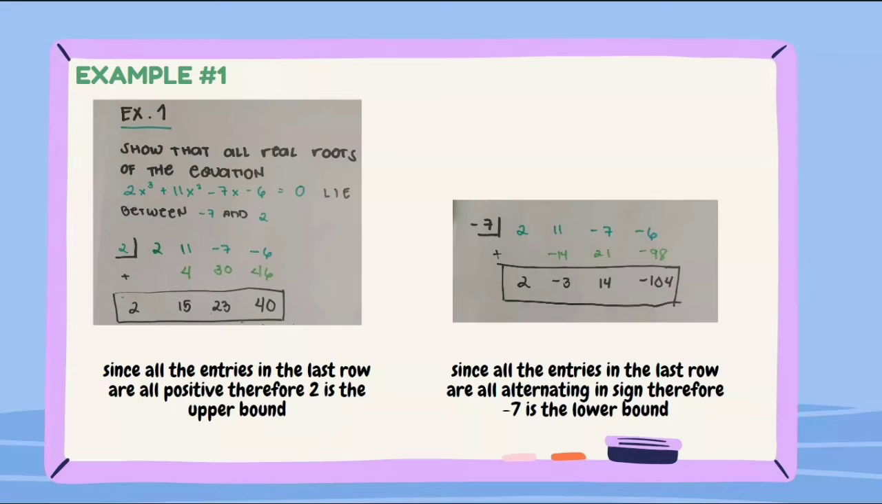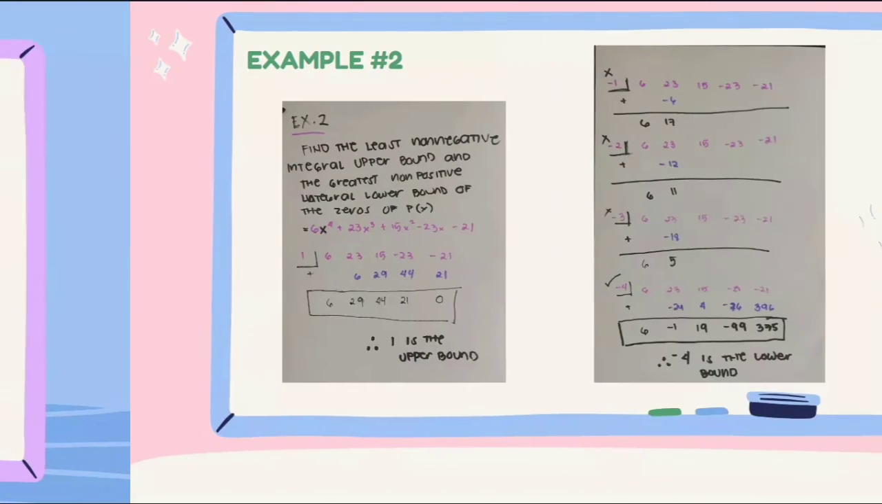As you can see, the sums in this are all in alternating signs. Positive 2, negative 3, positive 14, negative 104, which means negative 7 is the lower bound. Since all the entries in the last row are positive, therefore 2 is the upper bound. Since all the entries in the last row are alternating in sign, therefore negative 7 is the lower bound.